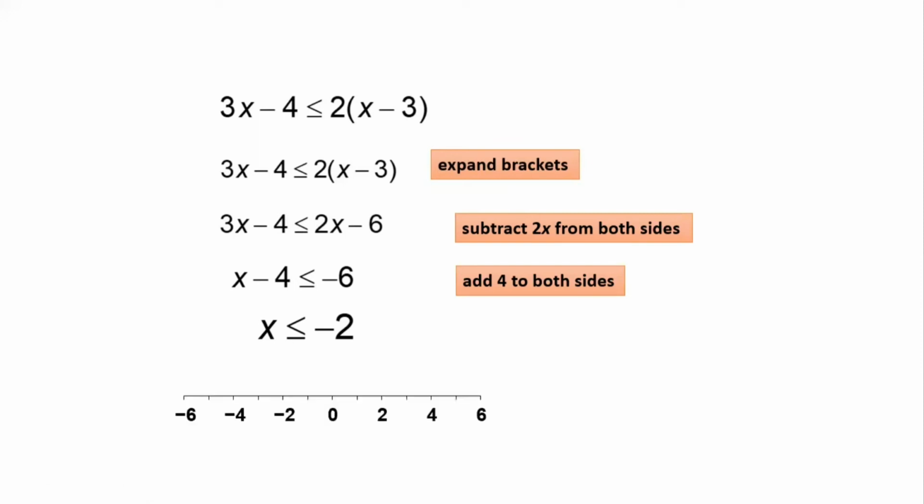Let us represent this on the number line. At minus 2, we will draw a solid circle, a darkened circle, and x is less than or equal to minus 2, so we are going towards the left. Which is the largest integer that x will take? It is going to be minus 2, because minus 2 is included over here. Minus 2, minus 3, minus 4, and so on.